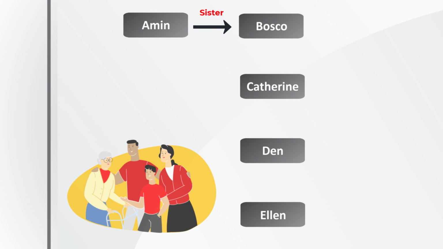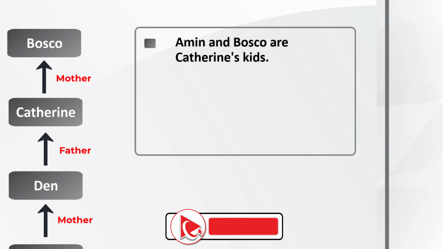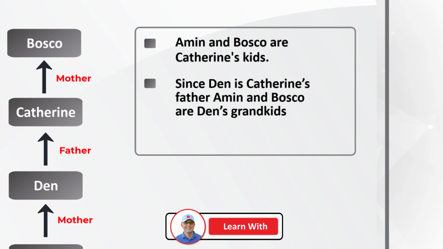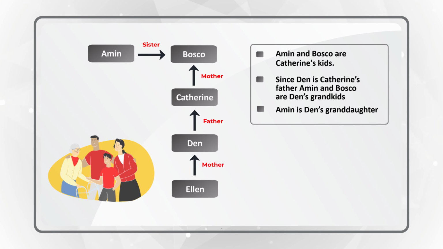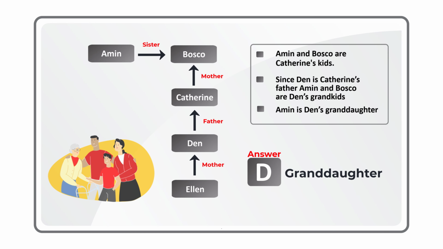Amin is Baska's sister. Catherine is Baska's mother. Dan is Catherine's father. And Alan is Dan's mother. Now let's look at the conclusions we can draw from this diagram. Amin and Baska are Catherine's children. Since Dan is Catherine's father, Amin and Baska are Dan's grandkids, which means that Amin is Dan's granddaughter. So the correct choice here is choice D, granddaughter. Hopefully you've nailed this question and now know how to diagram and solve similar problems on the test.